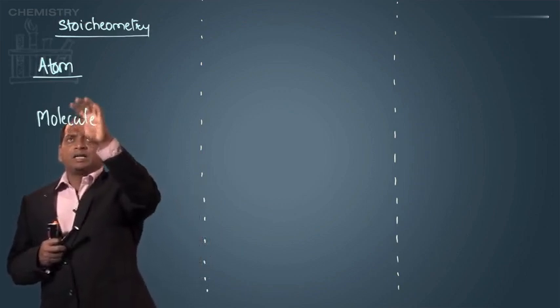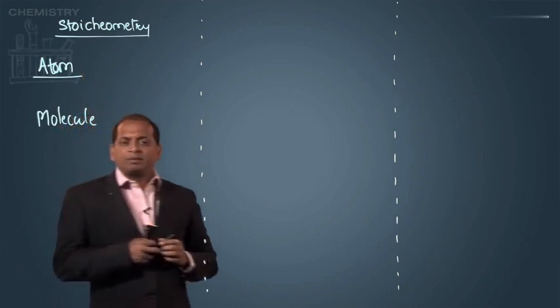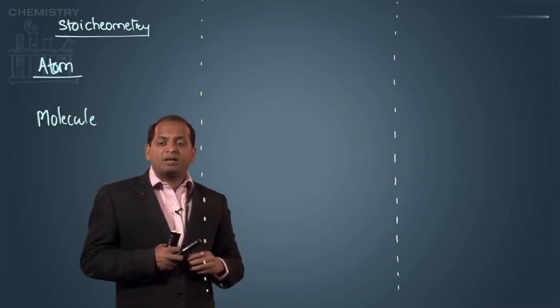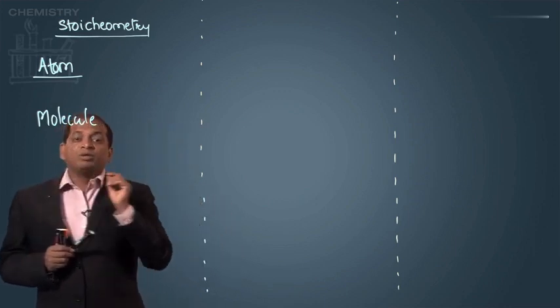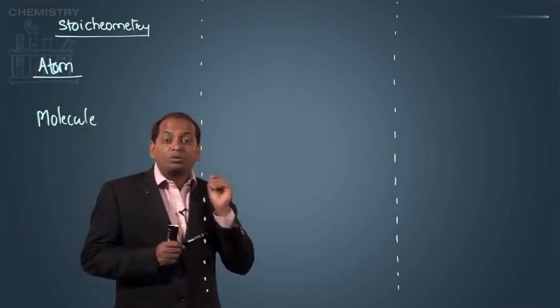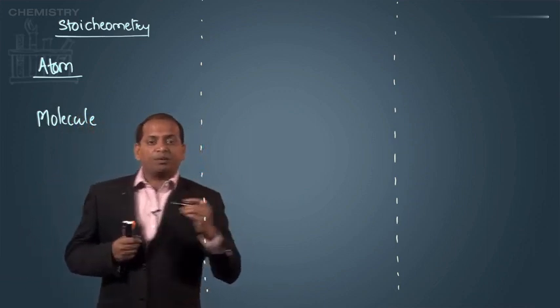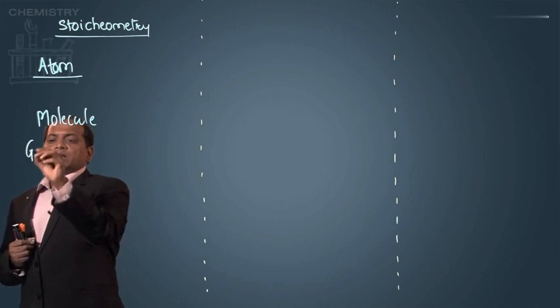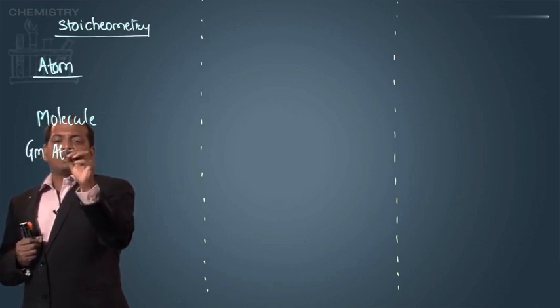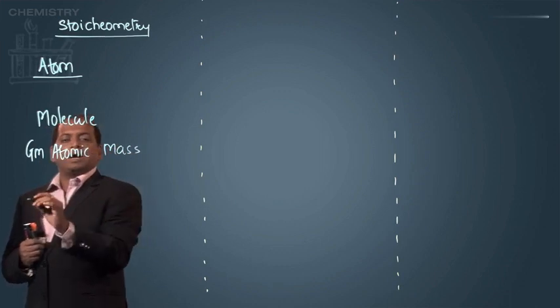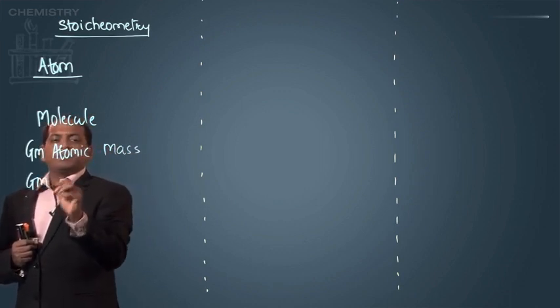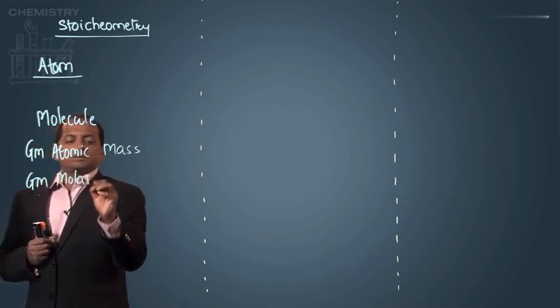Now, atom and molecule are the qualitative approach. In a quantitative way, when we are dealing with atom and molecule, we should know how to calculate and how to determine it. And for that purpose, we are using gram atomic mass and gram molar mass.